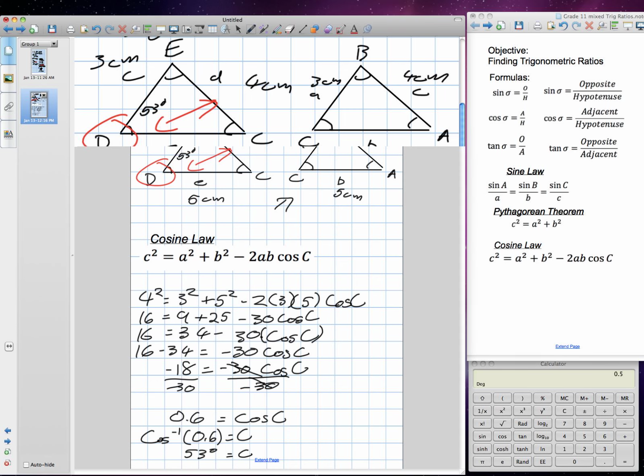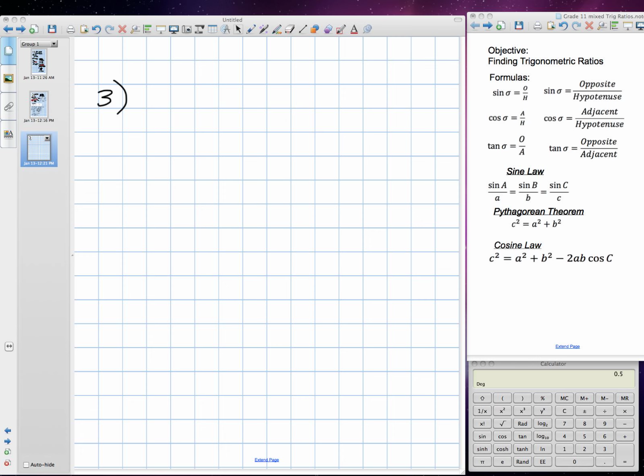Question 3. Again, they've given us triangle FGH. Now this one was out of 4. That's supposed to be a hint because you had to do a little extra work to solve this one. F is 30 degrees. Side F is 10 centimeters. Side G was 18 centimeters.